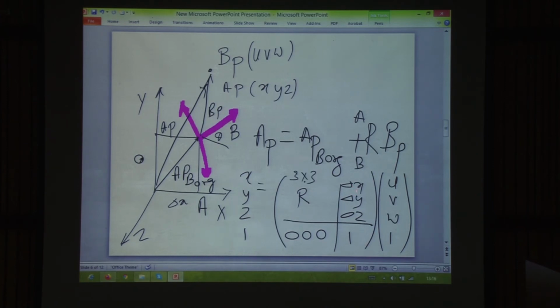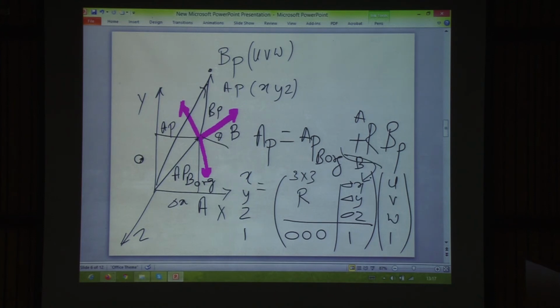This is the distance between the origins, which is here. So this ABORG is the distance between the origins, the distance x, y, and z. This is the rotation matrix. This is always 0, 0, 0. This is always 1, and this is u, v, w in the rotating system.